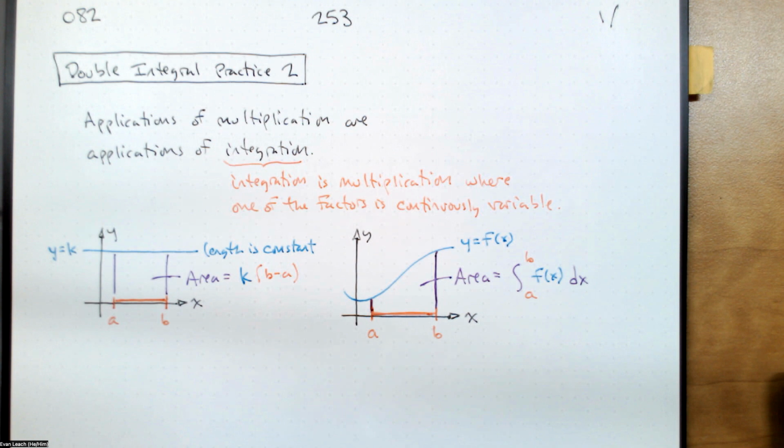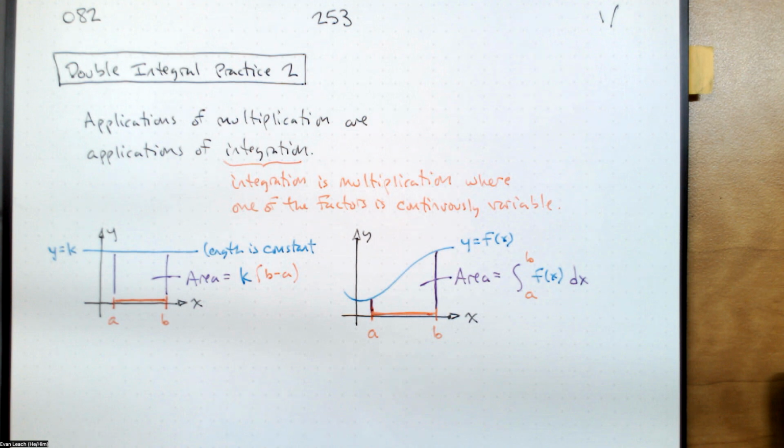But that's just the area, taking this picture literally with area. If on the vertical we have velocity and on the horizontal we have time, then area represents distance. If on the vertical we have acceleration, on the horizontal we have time, then the area represents velocity. If on the vertical we have force and on the horizontal we have distance, then the area represents work.